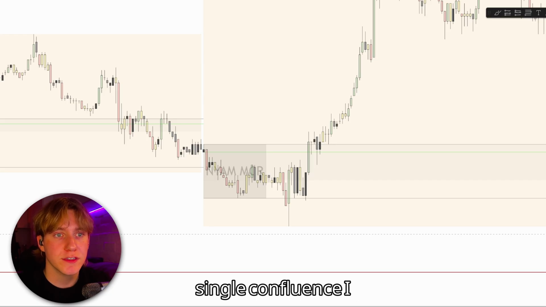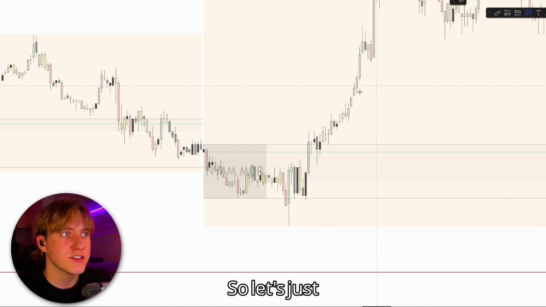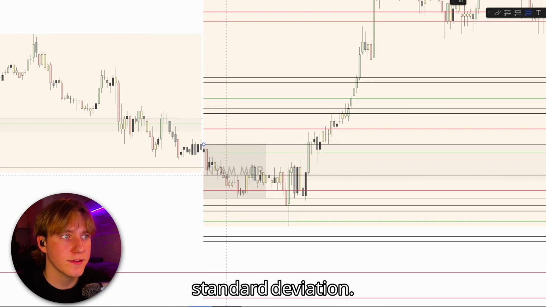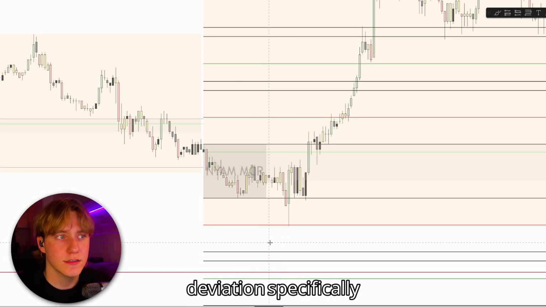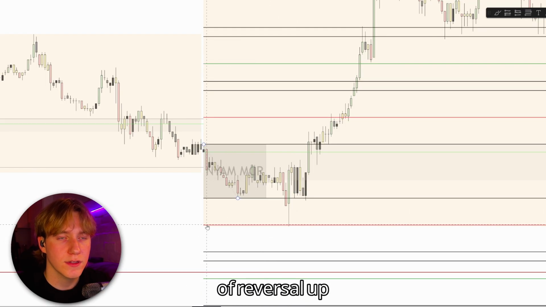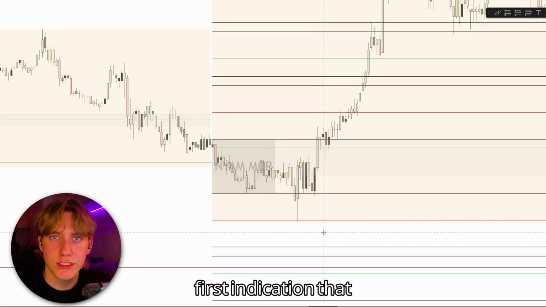We have just worked through every single confluence I want us to look at. Now we need to identify what to do once we have gotten to that area of interest or that confluence that we want price to reverse off of. So let's just get a standard one, which is going to be our standard deviation. We see price reacting off of that standard deviation, specifically in our area of reversal up until 1.5. We see price reversing. What is the first indication that is going to tell us that we get a reversal?